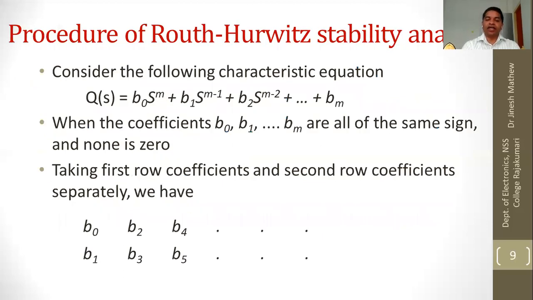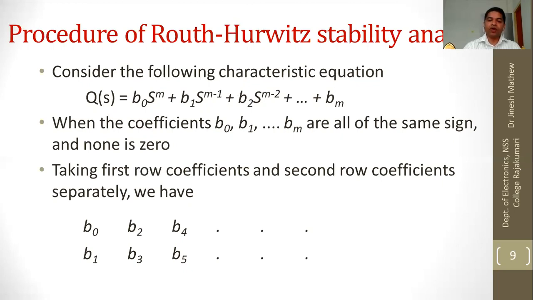The procedure of Routh-Hurwitz stability analysis is, consider the following characteristic equation: Q(s) equal to B0 s raised to m plus B1 s raised to m minus 1 plus B2 s raised to m minus 2 plus, etc., up to Bm. When the coefficients B0, B1, etc., up to Bm are all of the same sign and none is 0, we can form the first two rows of the Routh array from the characteristic equation. Take B0, B2, B4, etc., in one row, then B1, B3, B5, etc., in another row.